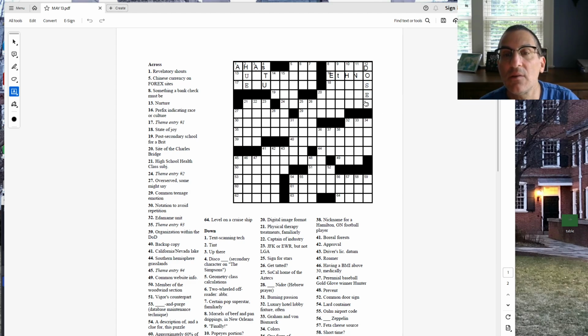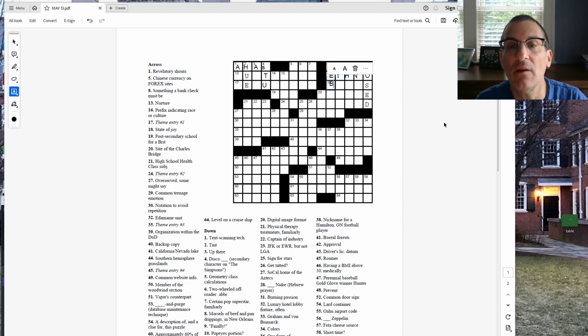All right, so that's dosed. 18 across, state of joy is bliss, then. Okay, now we're cooking with gas here. This one I have to keep typing. Like this. Site of the Charles Bridge. So now I don't know what that's going to be because nothing I came up with fits there.